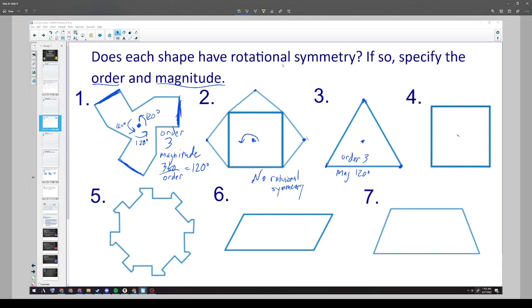Our square, our center point is right here in the middle. And I think you can guess, like the triangle, if I rotate till this corner reaches over here, it's going to have a total of 4 times that it regains its original orientation.